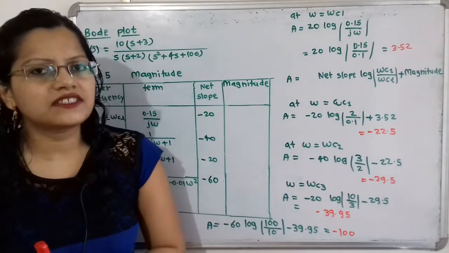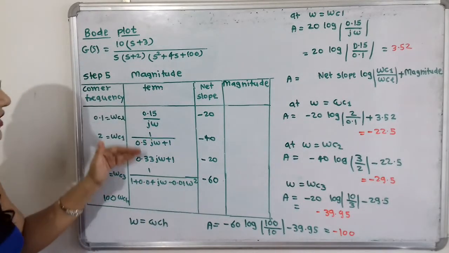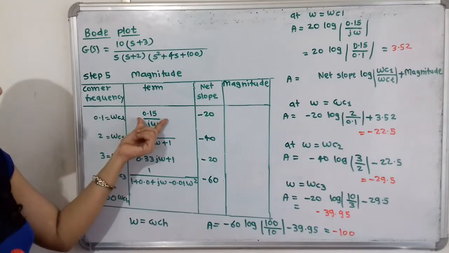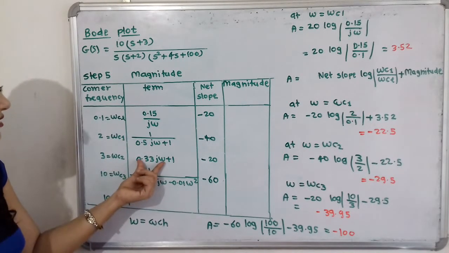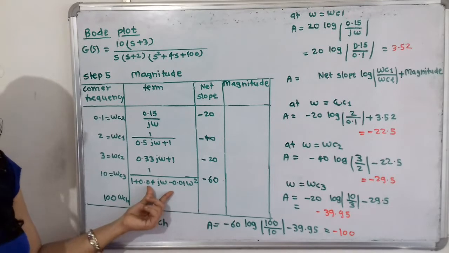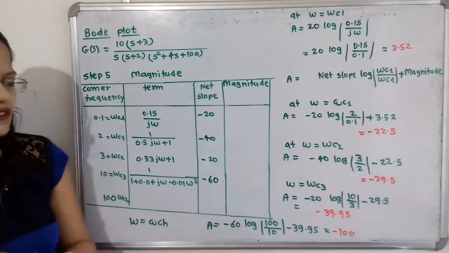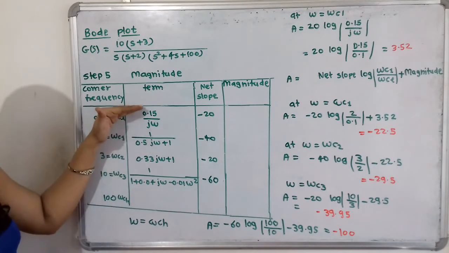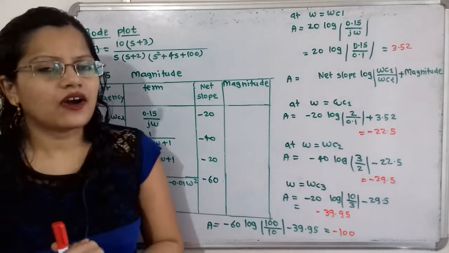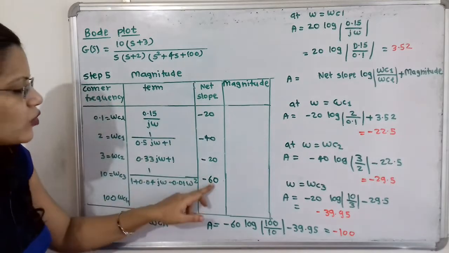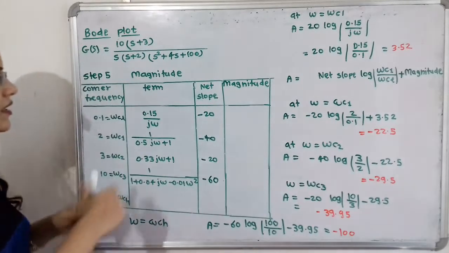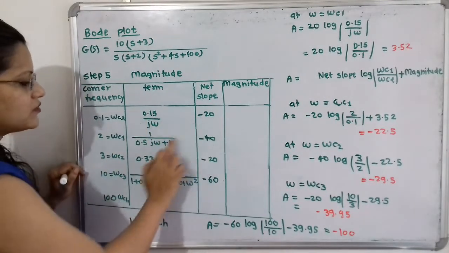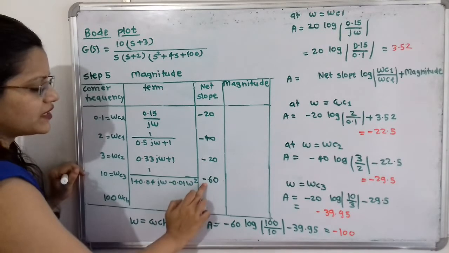Now next column is term. For that we have to take the four terms. That is, first term with no corner frequency, then second term will be the lower corner frequency, that is 2, then we have to take the third term, and here is the fourth term, that is for maximum corner frequency. So in this order we have to write the terms, and then according to that we have to write the net slope also. So net slope, that we have to take from the previous table, that is for this term it is minus 20, then minus 40, minus 20, and minus 60.